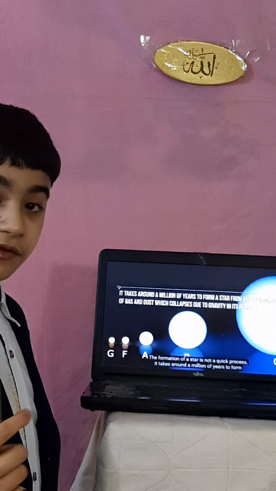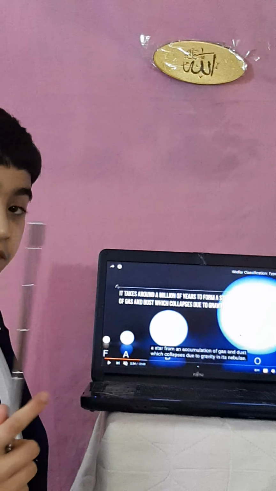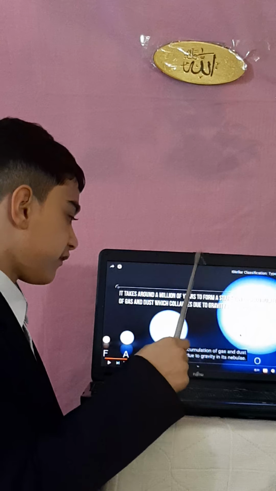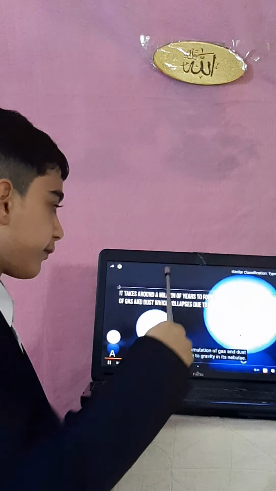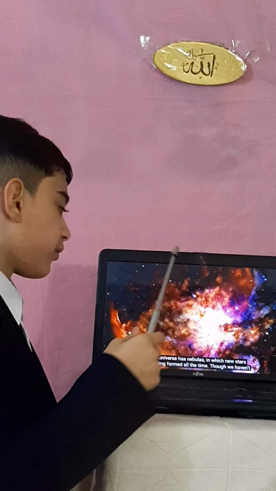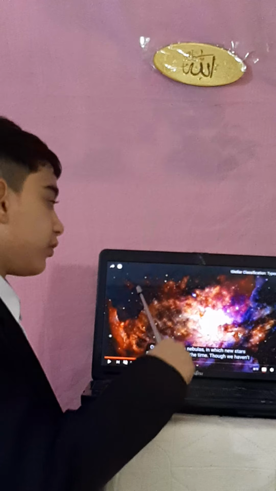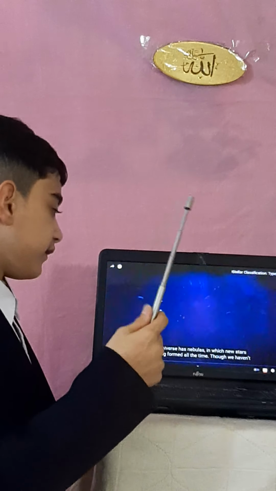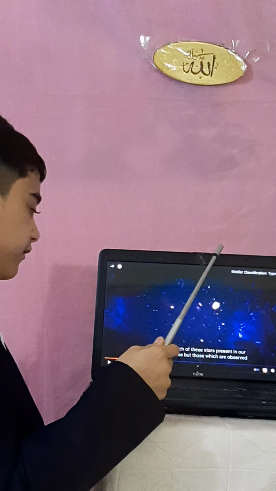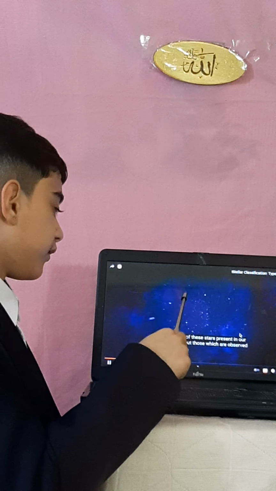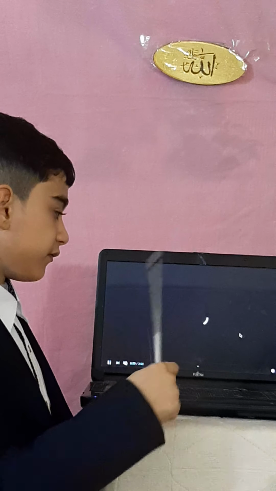The formation of stars is not a quick process. It takes millions of years to form. A star forms from an accumulation of gas and dust which collapses due to gravity in a gaseous nebula that creates the star. Our universe has nebulas in which stars are being formed all the time. We haven't observed many of the stars present in our infinite universe, but those which are observed give us a good idea of their composition and properties.